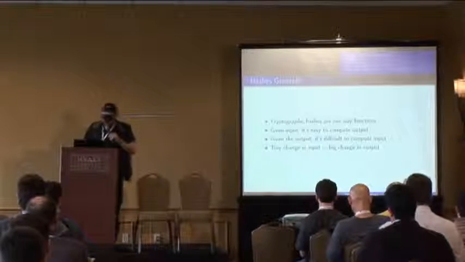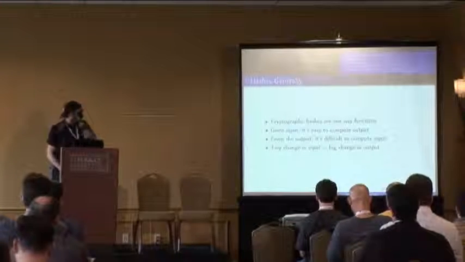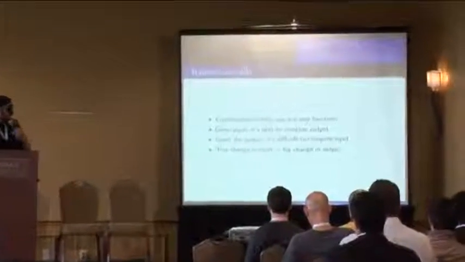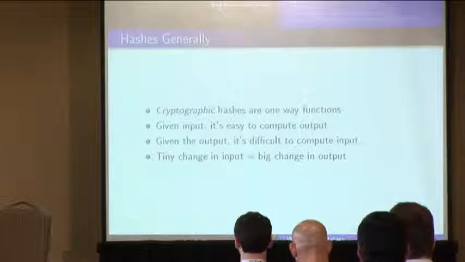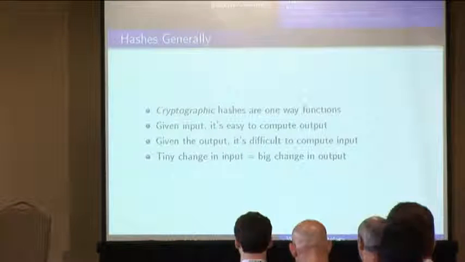So hashes generally. Cryptographic hashes are one-way functions. Given an input, it's easy to compute an output. Given an output, it's difficult to compute the input. A tiny change in the input also generates a big change in the output. On average, half the bits change.